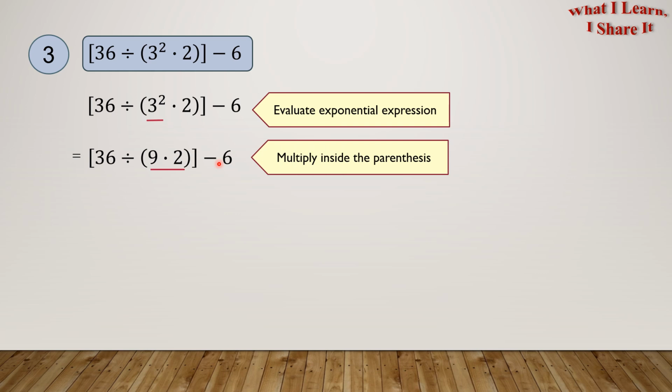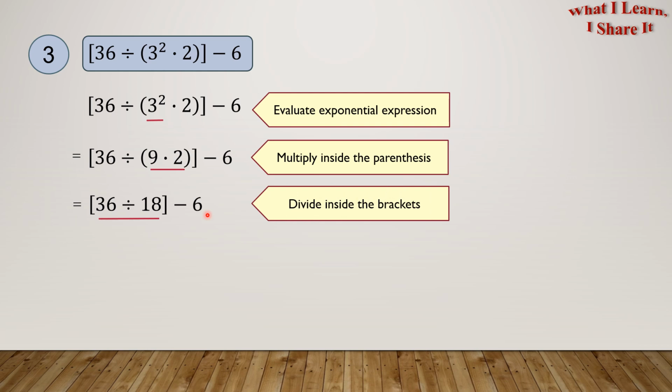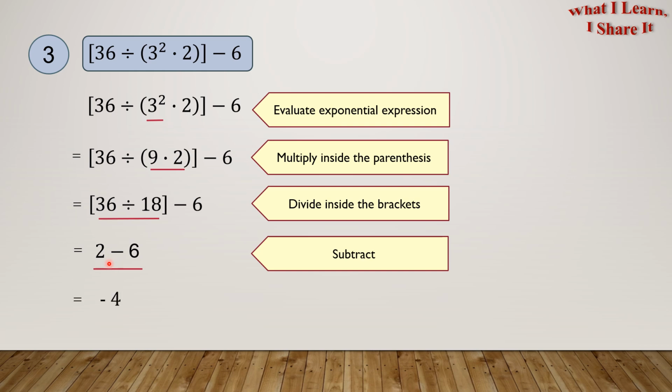Now we will have to multiply inside the parentheses, meaning that we have to multiply 9 and 2. This means our expression will be 36 divided by 18 minus 6. We can now divide inside the brackets, which will give us 2 minus 6. Finally, we can subtract 6 from 2, which will give us negative 4. So our answer is negative 4.